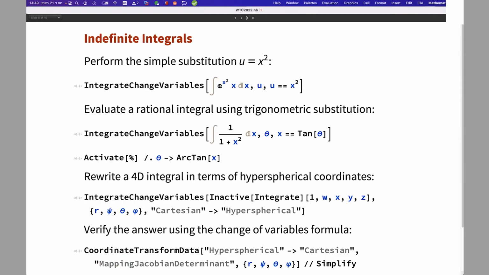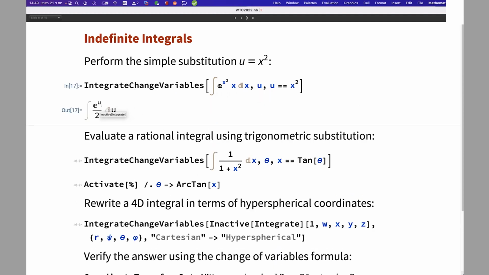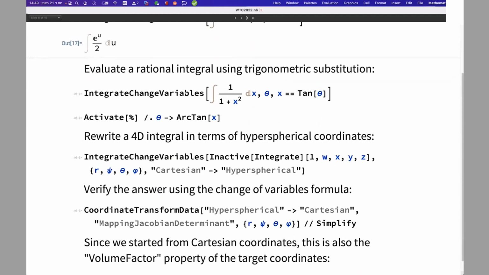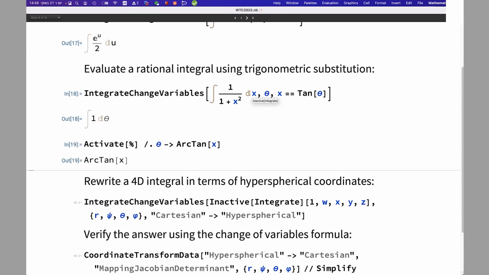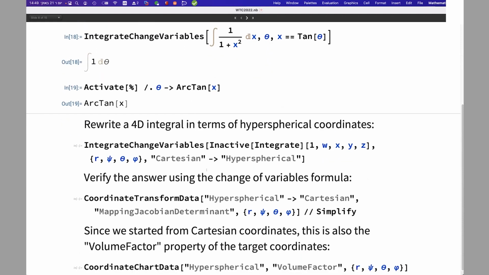So let's start out with your simplest U substitution, U equals x squared. I have the integral of e to the x squared times x dx, and I make that substitution, and it gives me e to the u over 2. Here's a rational integral, which is classically performed using a trigonometric substitution. I think even Stephen would be able to compute this integral without the help of a computer. And so you activate it and substitute back in for your original variable, and you get arctan of x.